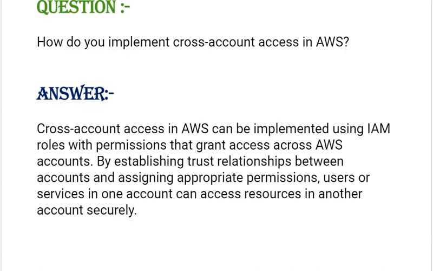Our next interview question is, how do you implement cross-account access in AWS? Your answer should be: cross-account access in AWS can be implemented using IAM roles with permissions that grant access across AWS accounts. By establishing trust relationships between accounts and assigning appropriate permissions, users or services in one account can access resources in another account securely.